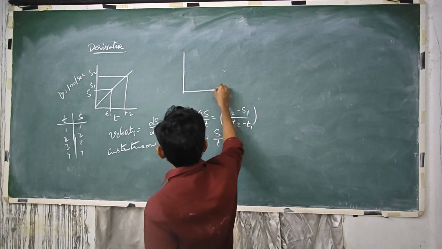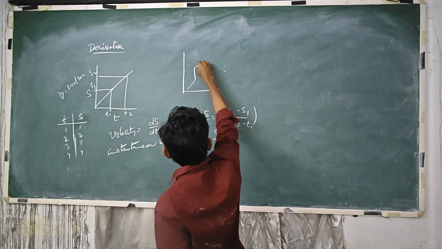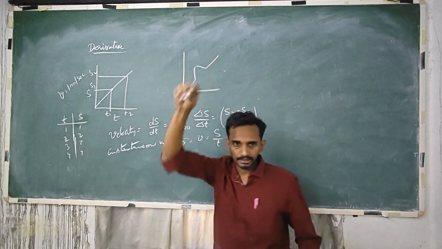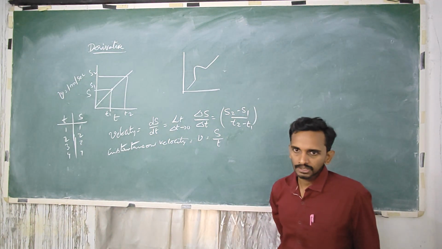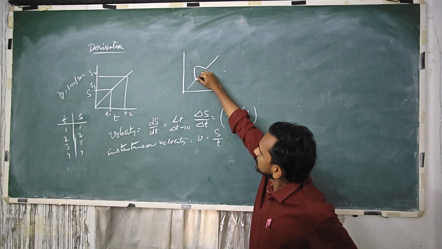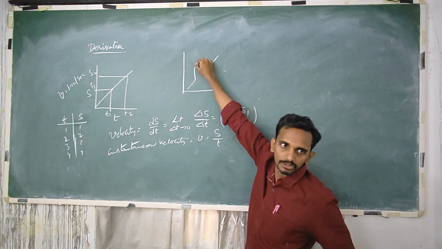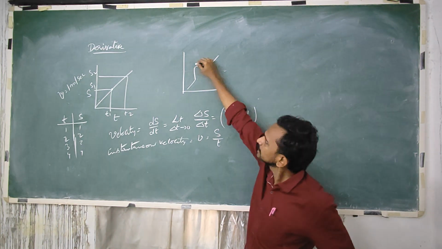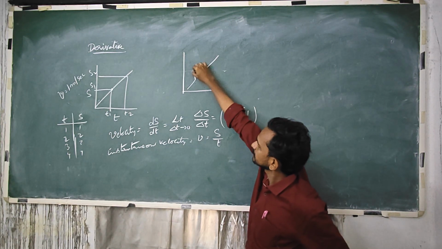Let's say somehow there is a bump in the graph. So at a particular point of time, the object is moving quickly, so the displacement increases quickly, and it slows down after that.